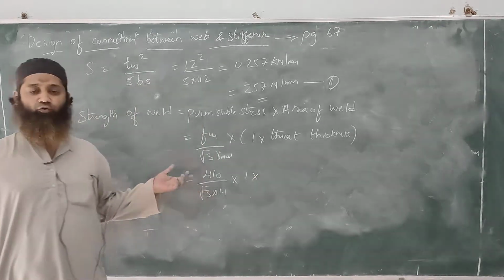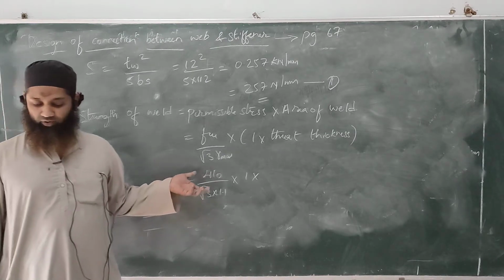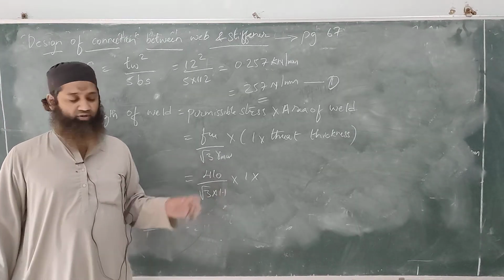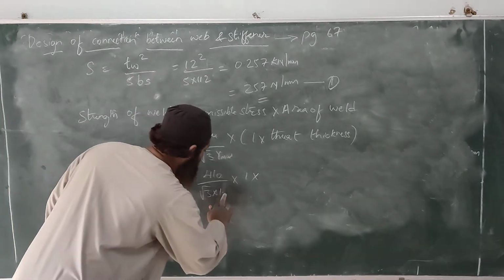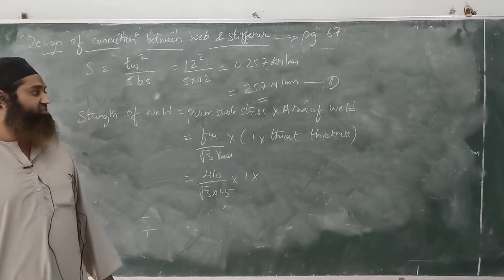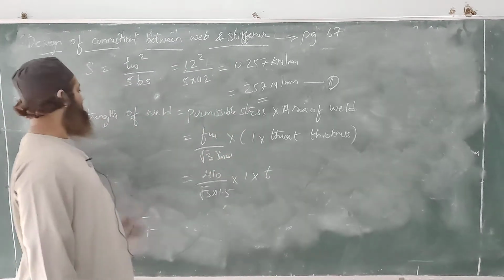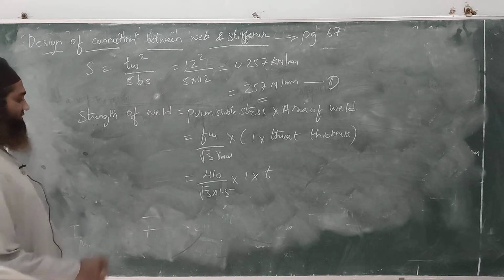So Fu is 410, that is the ultimate stress, and root 3 gamma mw is 1.5 here. You can just make a correction here. It is not 1, it is 1.5 into 1 into throat thickness, that is 1 into T. Throat thickness, basically we are finding it out here, and the strength of the weld is 257 here.